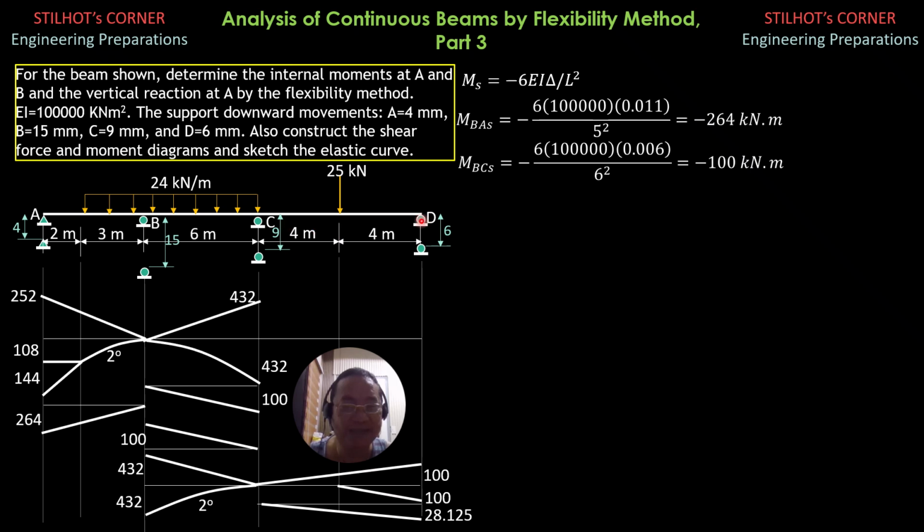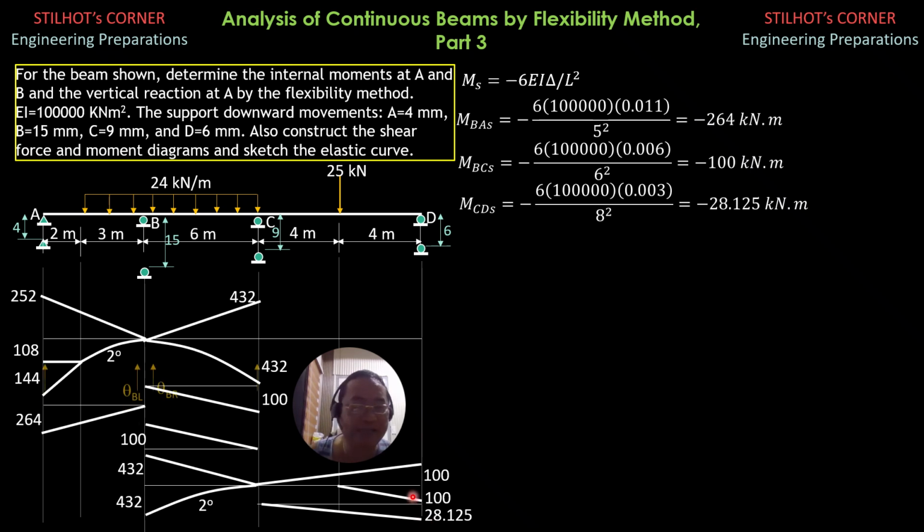Next, for span CD, due to the 25 kilonewton load, 25 times 4 is 100. Due to the reaction, it's also 100 because the moment at D is 0. Then, due to side sway moment, this time D is above the reference at C, by 3 mm. So in the formula, we treat 3 mm or 0.003 as positive. So MCD due to side sway is negative 6 times 100,000 times 0.003 over span 8 squared, so negative 28.125. That's why you have here negative 28.125.